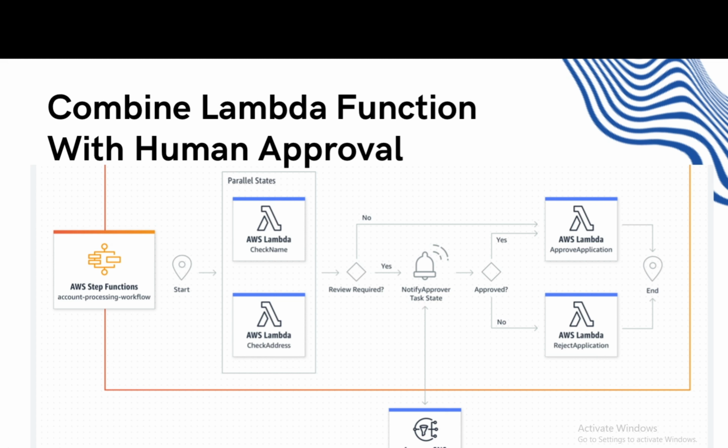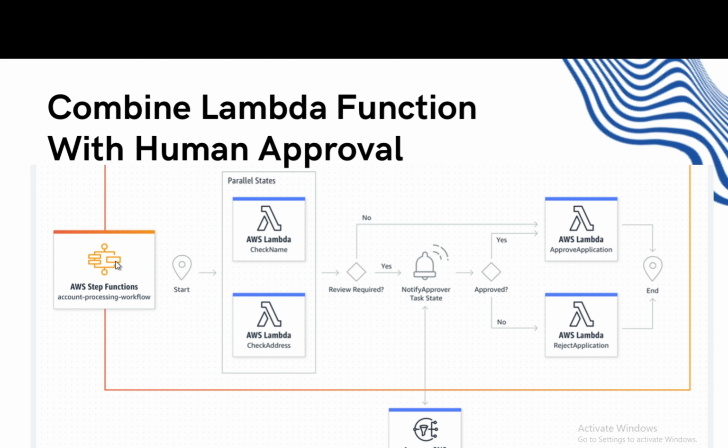Okay. Now after this parallel state is true, then it will send a notification to an admin, okay, through which service? SNS. So you need to subscribe to an SNS topic. Okay. After the approval, it will go to the approval lambda. If the admin has rejected the notification, it will go to the rejection lambda. Okay. And this will end our AWS Step Function.